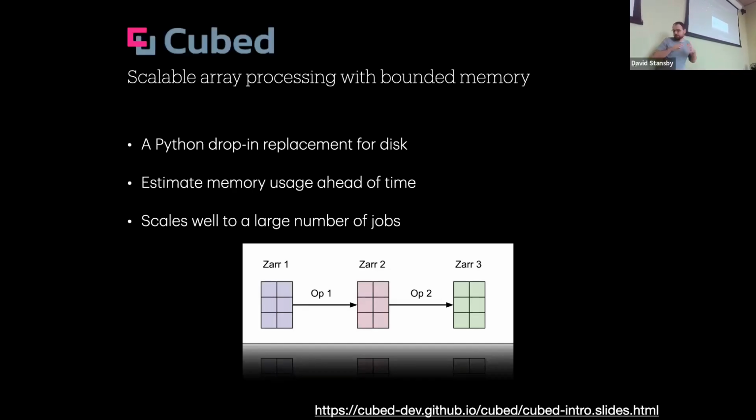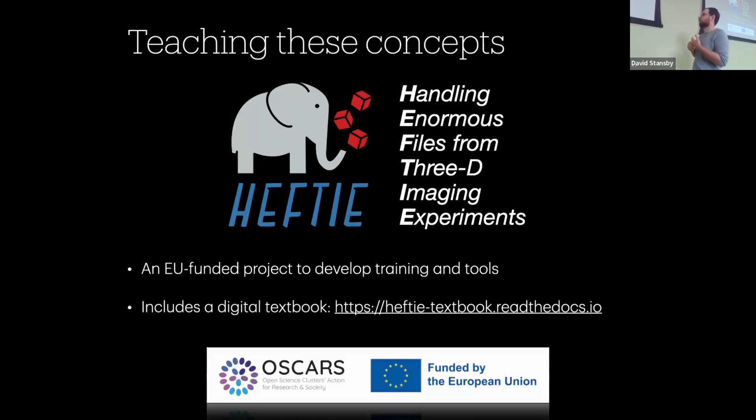One of the other things I've been doing, apart from using these file formats, is working out how to make it easier for others to use them. I had some EU funding recently for a project to teach the resources and tools for working with these data sets. It's called Hefty. This acronym is the pinnacle of my scientific career because each letter is the first letter in it, so it's a good acronym. It stands for Handling Enormous Files from 3D Imaging Experiments. And there's an elephant, because elephants are big, and some cubes, because of the chunks.